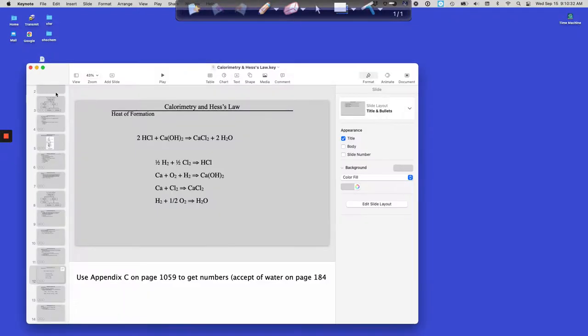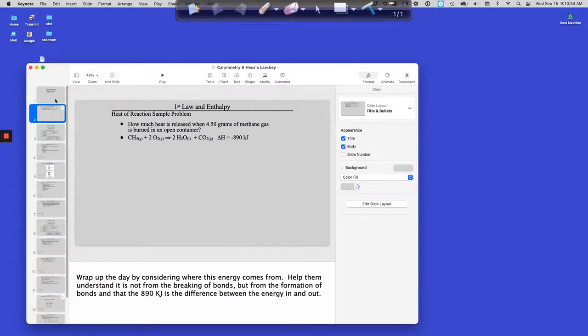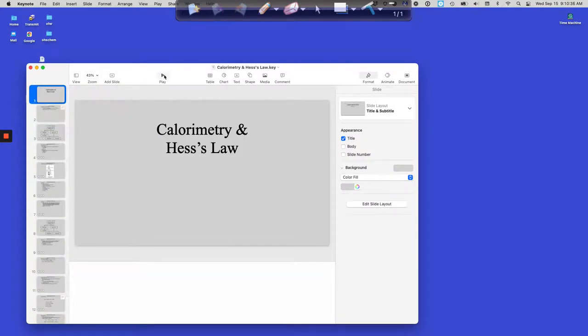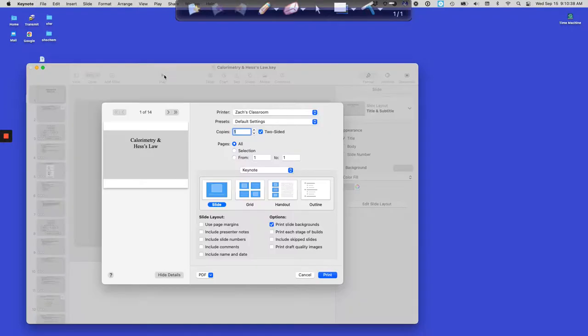All right, y'all. The topic for your notes for today is calorimetry and Hess's law.